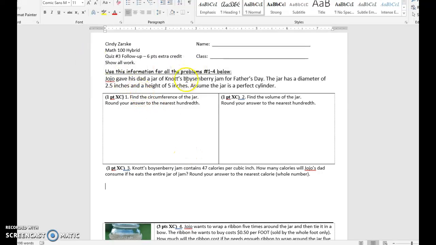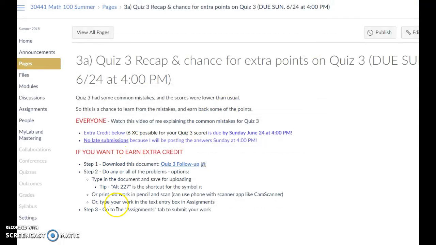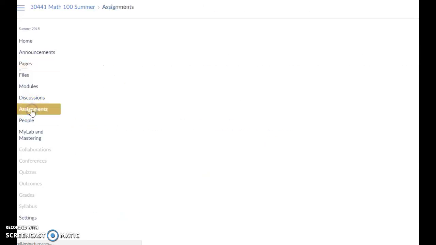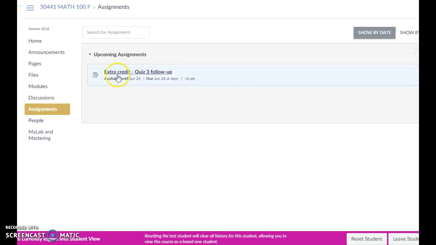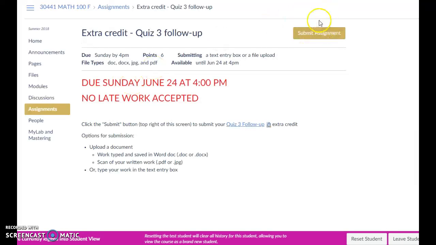Instructions for uploading your work are on this page in Canvas here. In order to submit it, you'll have to go to the Assignments tab, and there will be a Submit button. Once you've done the worksheet, the quiz follow-up, you can open the assignment, and there's a Submit button up here to do your work.